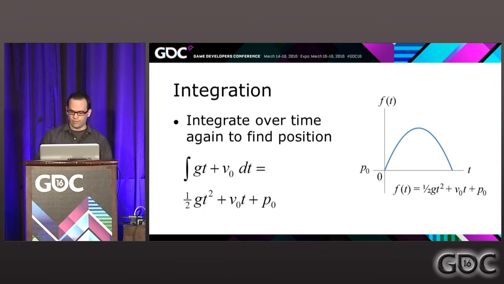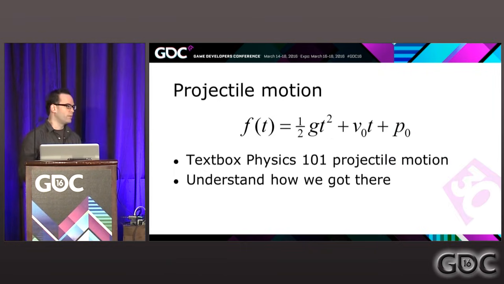In fact, this equation is just the textbook Physics 101 projectile motion formula. If you were asked to solve a physics problem about how high in the air is a baseball 5 seconds after being hit by a batter, this is probably the equation you would be using. And all that we did to get there is we started by saying gravity is the one thing that affects us, and we integrated twice with respect to time.